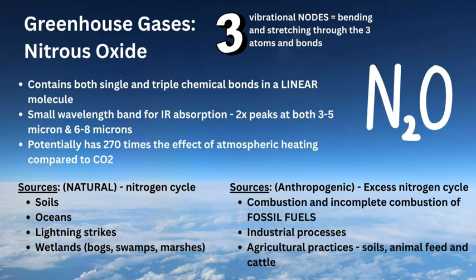the release from oceans, from lightning strikes, and from wetlands, bogs, swamps, and marshes, just like methane, CH4. The anthropogenic would be combustion and incomplete combustion of fossil fuels, just like with methane and CO2, and industrial processes, and again, agriculture, with animal feed and soils and release from animals such as cattle.